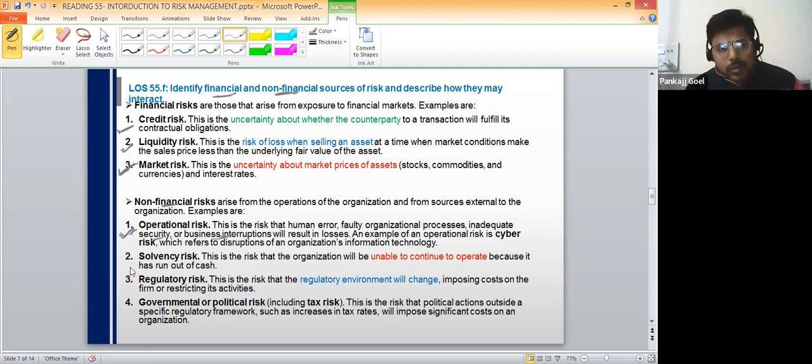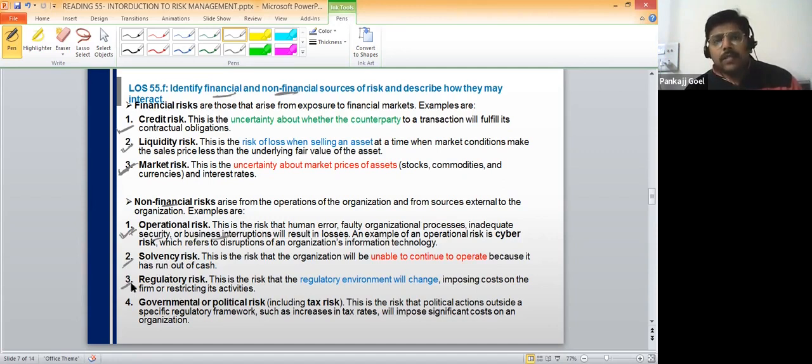Solvency risk. It means, as the name says, the company is on the verge of becoming insolvent. So the company does not have sufficient cash to pay its liabilities. So that is solvency risk.